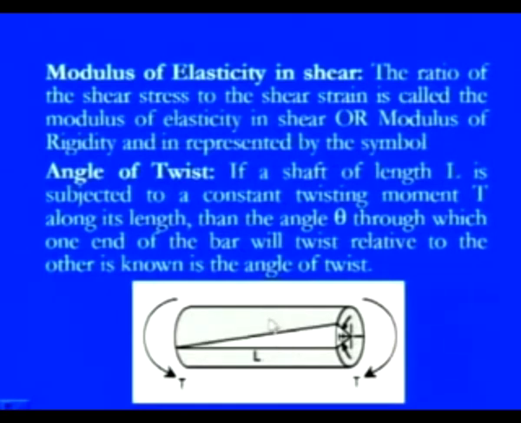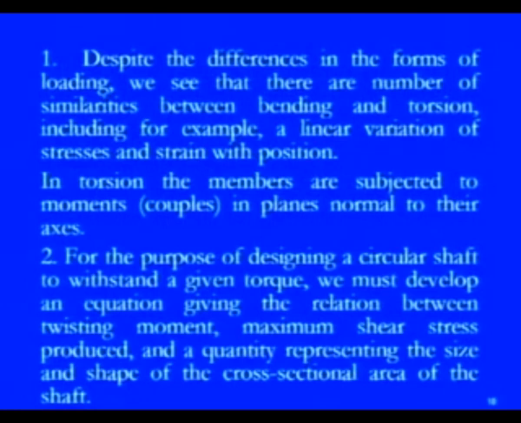Wherever the shearing action is there, the angle of twist is always forming, and if we can measure the angle of twist, it will give you how much distortion there is, and this distortion gives you a clear feeling about the shearing strain. So, despite the differences in the form of the loading, whatever you see in terms of the twisting moment or couple, we see that there are a number of similarities between bending and torsion, including a linear variation of the stresses and the strain within that particular effective portion.